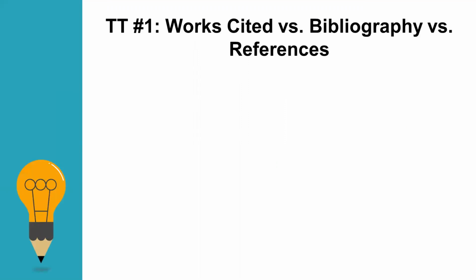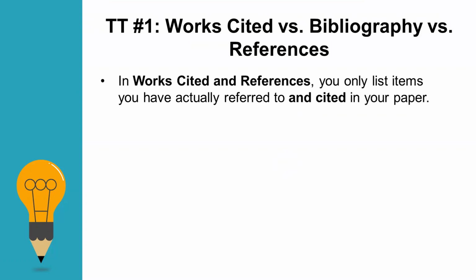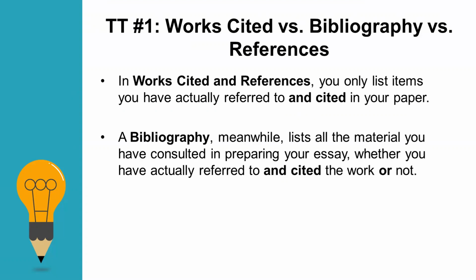So first trick is works cited, bibliography and references should be understood well. If you understand the difference between works cited, bibliography and reference, it becomes easy. In works cited and references, you only list items you have actually referred to and cited in your paper. A bibliography, meanwhile, lists all the material you have consulted in preparing your essay, whether you have actually referred to and cited the work or not.